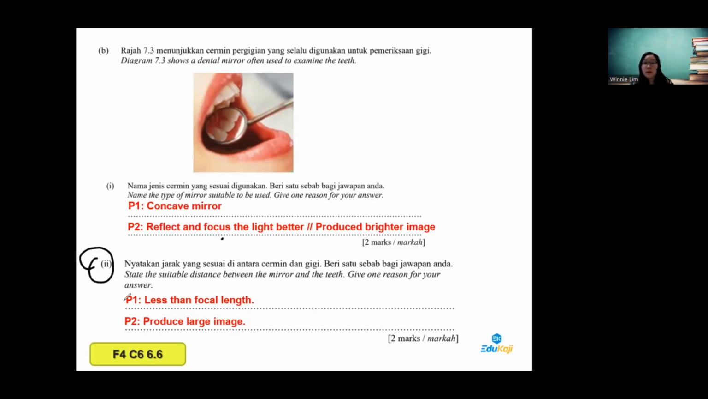Then part 2 is specific, you must say less than focal length. Again, the reason is to produce a large image or magnified image.